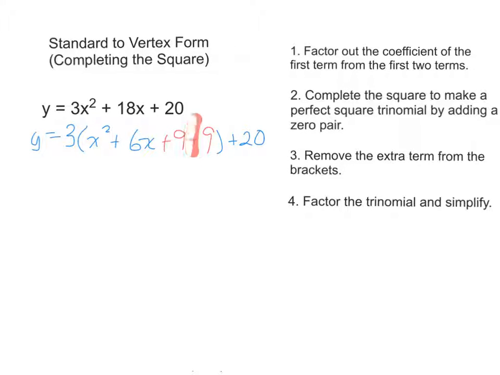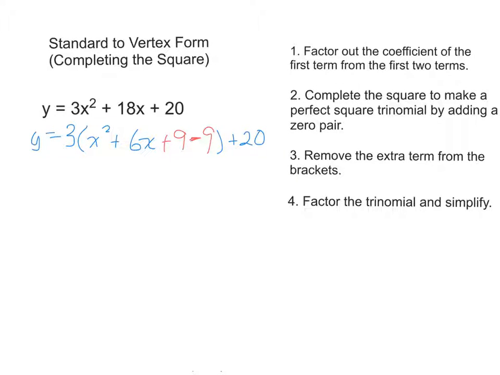Oops, that should be a subtraction this time. If I add 9, I want to subtract 9. Because then what did I do? Nothing, right? I added 9 and then I took it away. I really didn't do anything, so I didn't change the equation, but I did change the way that it looks, which is what I need to do, because I'm trying to change it from standard form to vertex form. It's still the same equation.